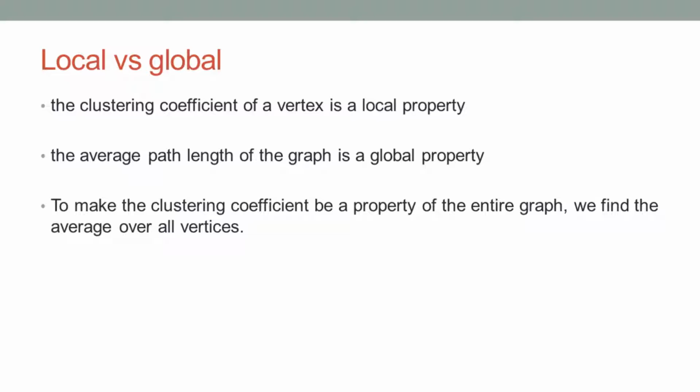One thing that we can say about the clustering coefficient is that it is a local property. That is, it is a measure of a vertex, such as the degree of a vertex. So in order to make it a global property, we have to add them all and then divide by the total number of vertices. This is also true for the degree. The degree is a local measure, and so we choose either maximum degree, minimum degree, or average degree in order for it to become a global measure. On the other hand, the average path length is a global property.